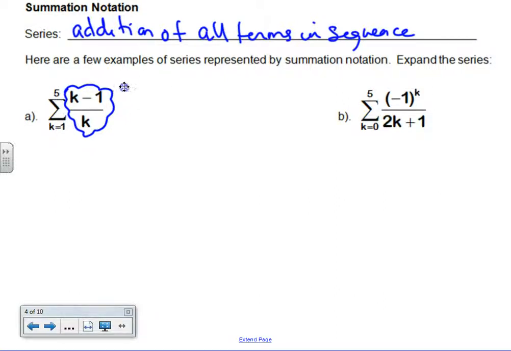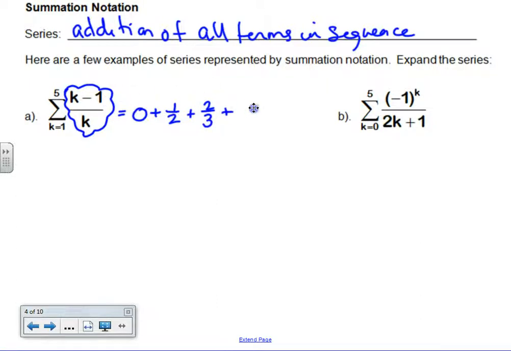So basically what you have to do is find what the sequence is when k equals 1, 2, 3, 4, and 5, and then add the numbers together. So let's expand this summation. If k is 1, I would do 1 minus 1, which is 0. 0 over 1 is 0. And I'm going to add that to my second term, which is when k equals 2. So 2 minus 1 is 1. 1 divided by 2 is 1/2. And then my third term would be when you substitute in a 3. So 3 minus 1 is 2. 2 over 3 is 2/3.